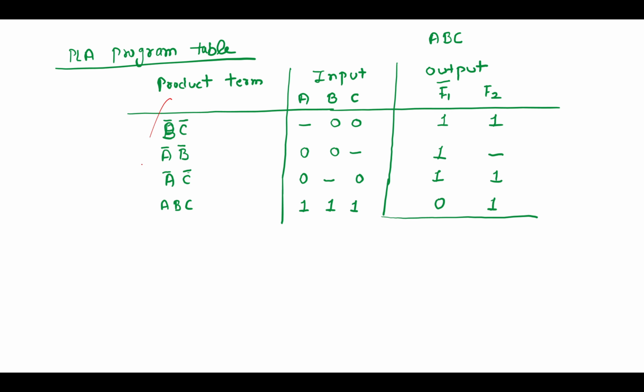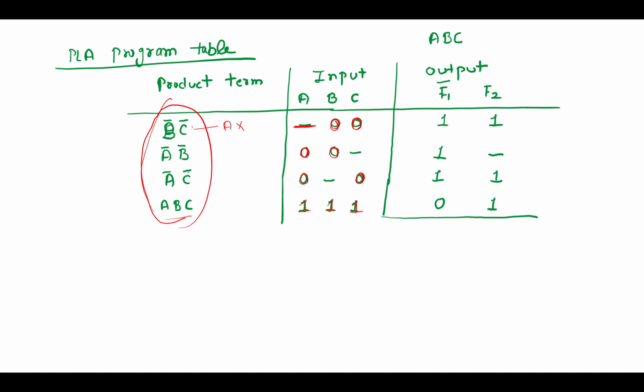Okay, after that we have to check the missing term. So b bar means 0 and c bar means 0, and in this term a is missing. Okay, a is missing, so we do not know what this value is. So a bar b bar means both are 0 0. So a bar c bar means this is 0 and c bar is also 0, and here abc means all the terms are 1 1 1.